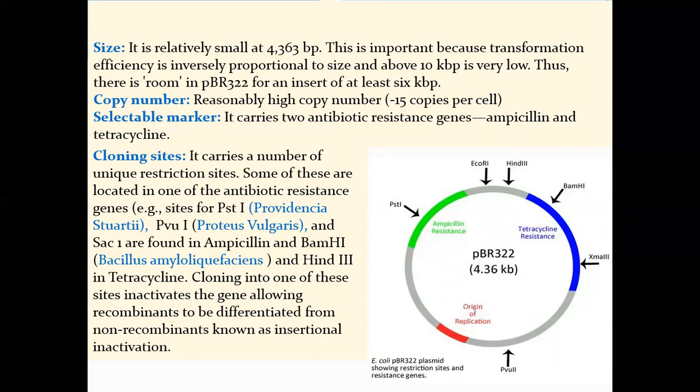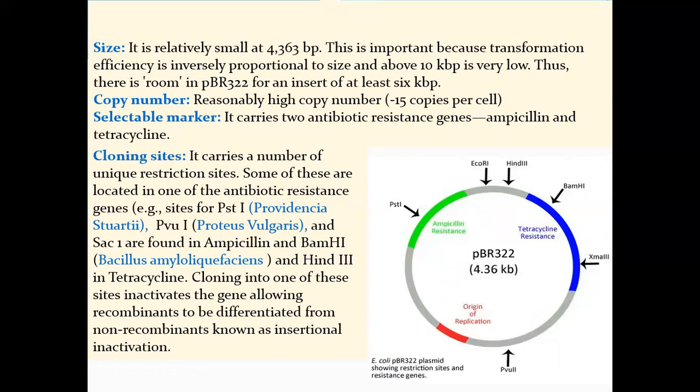Okay, so copies जो है ये हमारे पास 15 copies per cell produce करता है. इसमें selectable markers जो है antibiotic resistant genes ampicillin and tetracycline के लिए लिखाई गई है. देखें आप यहाँ पर देख रहे हैं एक tetracycline resistant है और एक ampicillin resistant है.